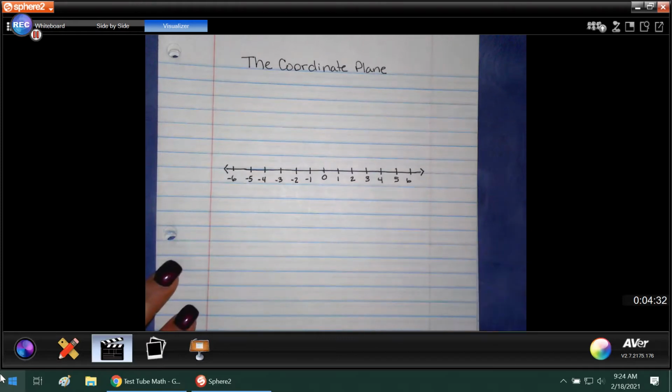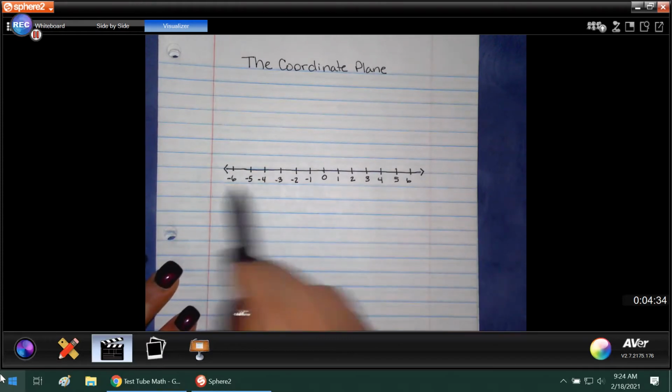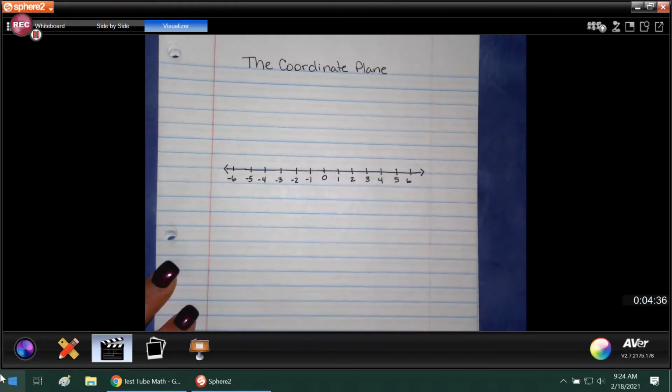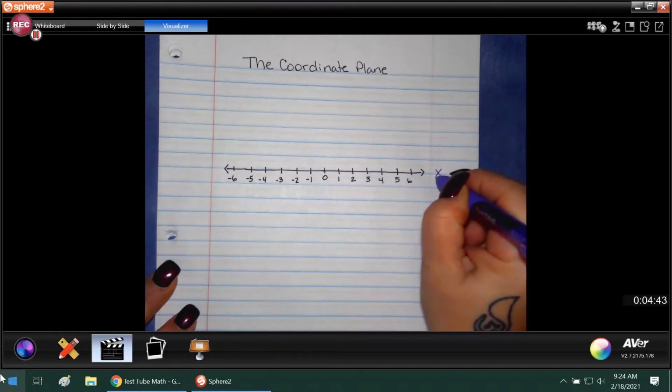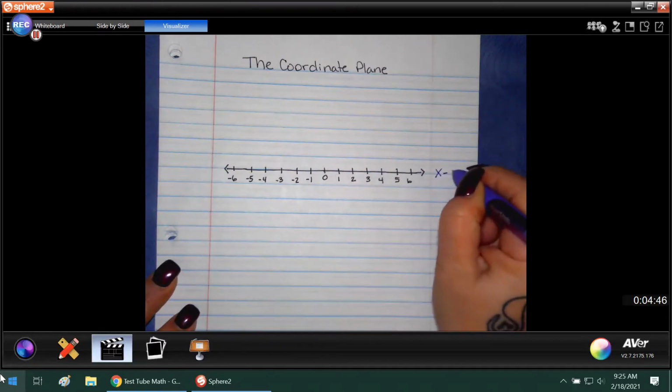The next thing we need to talk about is, what is this number line on a coordinate plane called? This number line on the coordinate plane is called the x-axis.